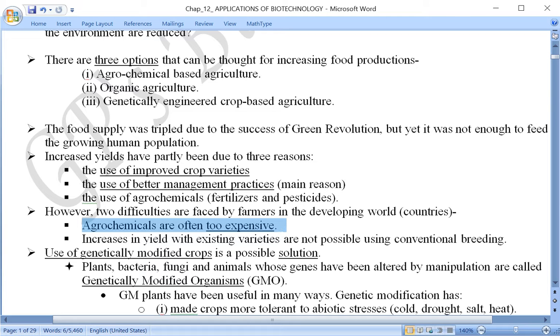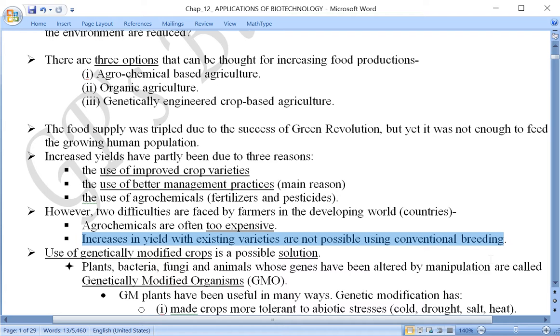And the second one is that an increase in yield with the existing varieties is not possible by the use of conventional breeding. Whatever breeding technique has been used for a long time, conventional here refers to many generations of use. If the same conventional methods are utilized for hybridization of crop varieties, or of animals, then with the help of the existing varieties, an increase in yield cannot be possible.